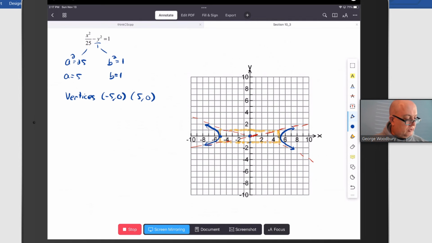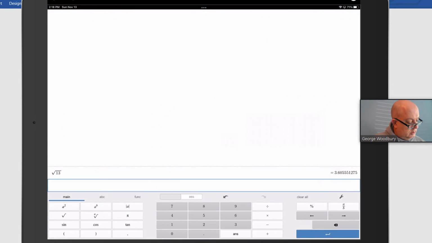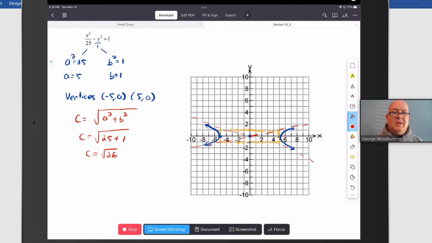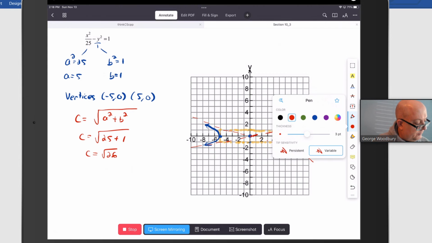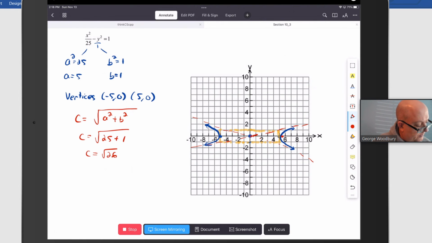And let's see, we need the foci. c equals, I'm going to write it like this, the square root of a squared plus b squared. c equals the square root of 25 plus 1, or the square root of 26. The square root of 26 is approximately 5.1. So that's barely past the vertices. You almost wouldn't be able to tell them apart.